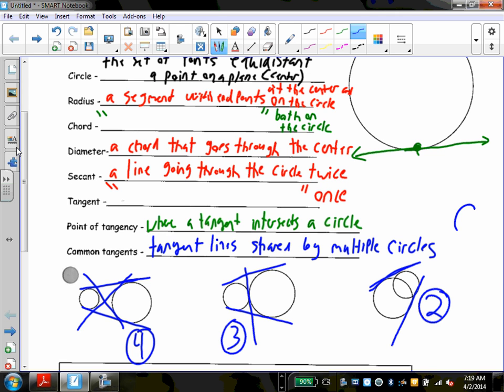If we had a circle and then another circle inside of it, this would be a case where we had zero of them, because, if we make a tangent line from this circle, it's going to be cutting through the other circle completely.